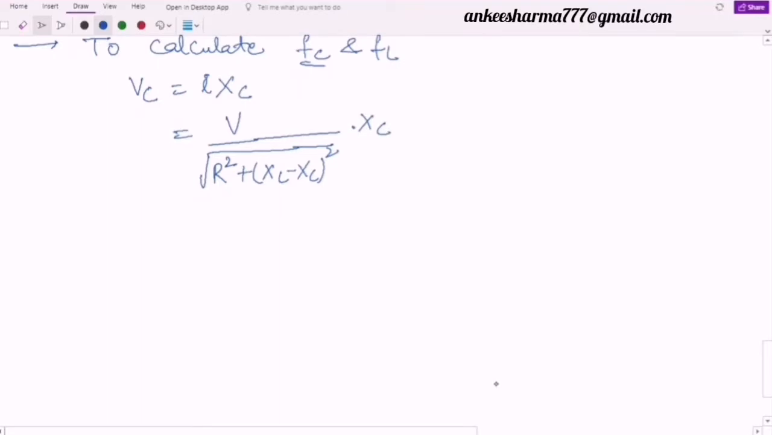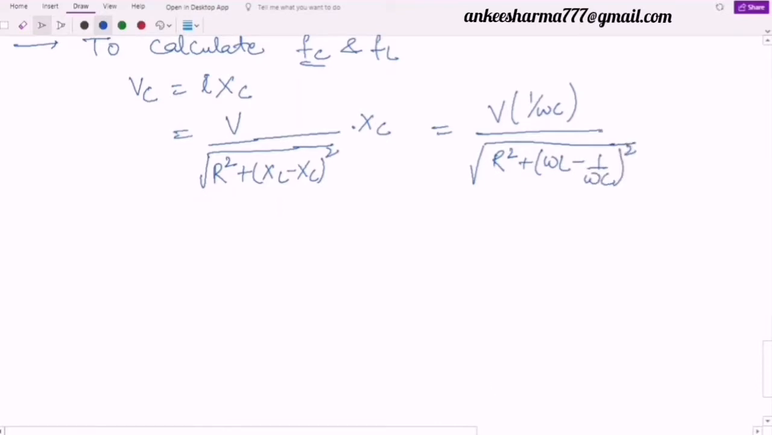Now we can write this in terms of omega also. So I will write here V, but XC is 1 by omega C, divided by under the root of R square plus XL, which is omega L, and XC as 1 by omega C, whole square. So this is the formula of VC. Now in the mathematics we have studied, whenever we have to obtain the maxima, we take the derivative of that and equate it to 0. So in this scenario also, we want the maximum value of this VC, or simply the maxima of this.